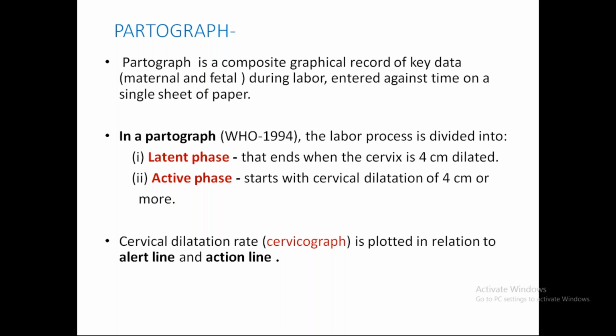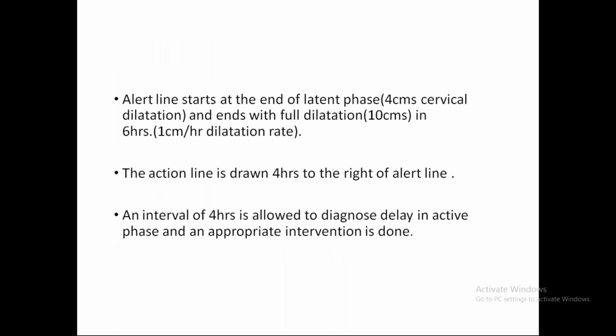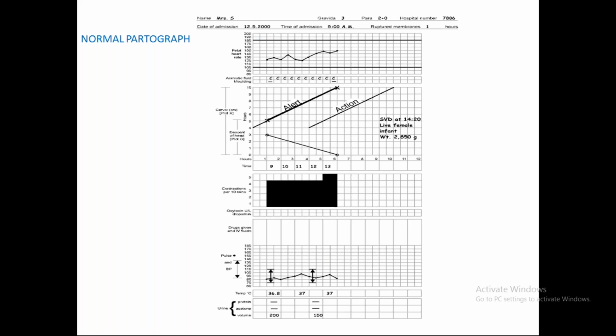Okay, see, I will show you the partograph. This is the partograph. What are the things which are there? First, there will be the patient name, when she was admitted, time of admission, when the membranes are ruptured, and fetal heart rate. Here they are given fetal heart rate. Then, when the membranes are ruptured, what is the color of the liquor? Then, this is the alert line and action line. This is drawn against cervical dilatation and hours.